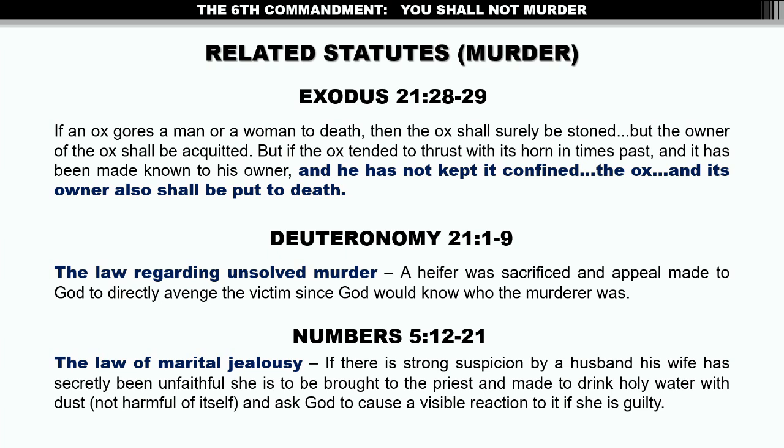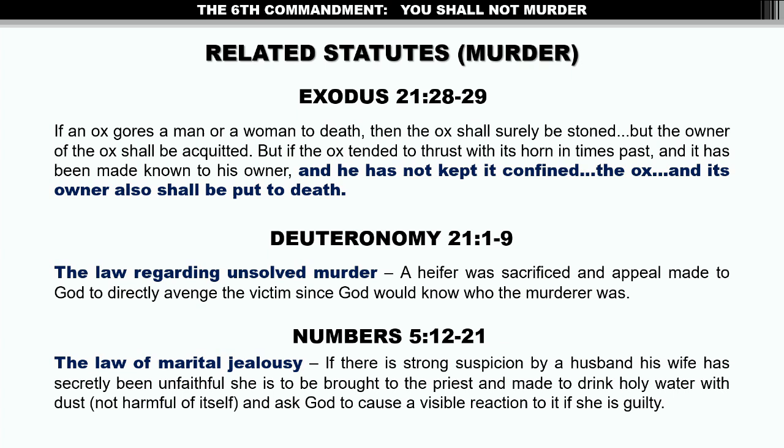Now Deuteronomy 21 verses 1 to 9 is the law of how to deal with unsolved murder. A heifer was sacrificed, an appeal made to God directly to avenge the victim, since God would know who the murderer was. Now, after doing all that they could to solve the mystery, this ritual was an act of faith to trust God to directly avenge the murder on behalf of the victim's family.